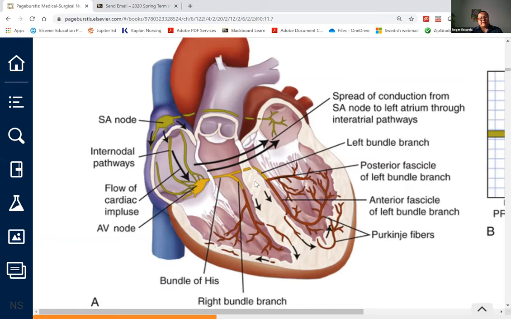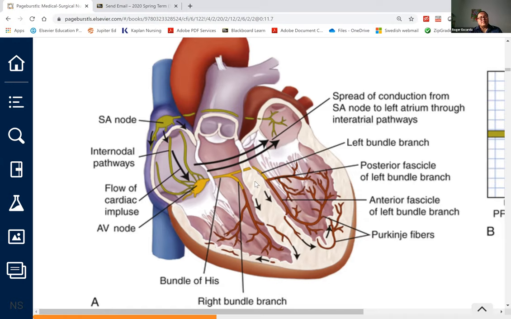Although it's situated in the right atrium, it does have interatrial arms or branches that extend through both atria. So they have connections between the right and the left atria. So when the electrical impulse is generated, both atria will contract. The secondary pacemaker is the AV node, illustrated here in yellow, which sits between the atria and the ventricles. The purpose of the AV node is to delay impulse transmission. That way, the atria and the ventricles will contract separately.